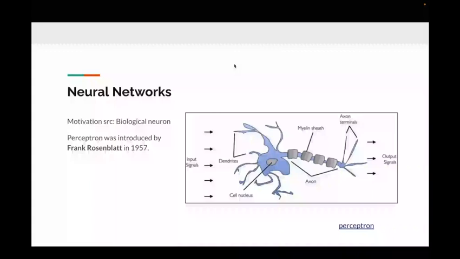If we trace back, the first neural network was developed or researched by Frank Rosenblatt in 1957. We call it a perceptron.